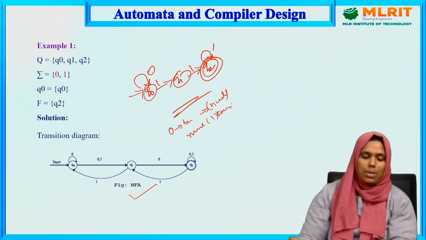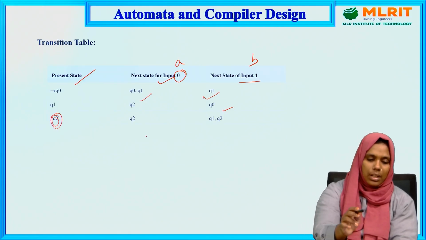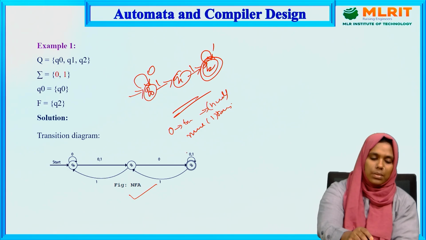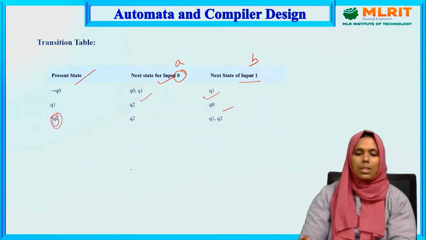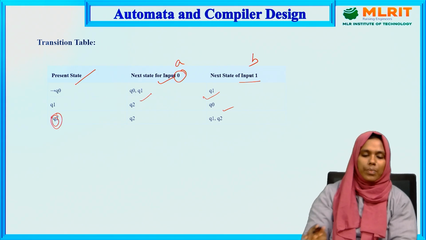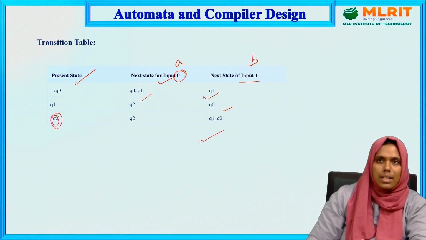Q2 of 0. Q2 of 0 is Q2 itself. Here we have got Q2 of 1. Q2 of 1 is Q2, and another one is Q1. So we can write it as Q1 comma Q2. So this is the transition table for the above transition diagram.